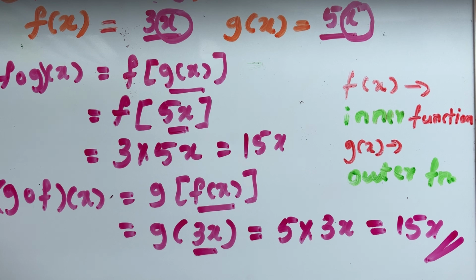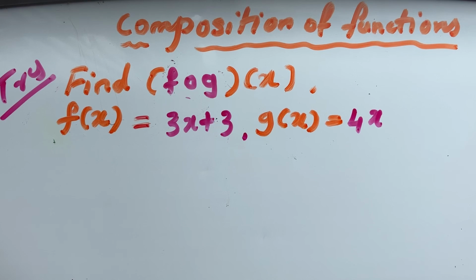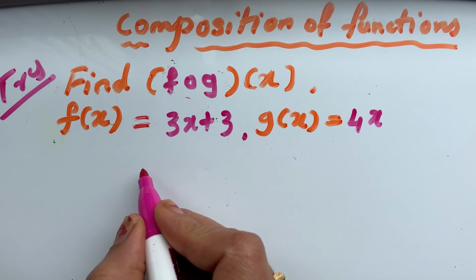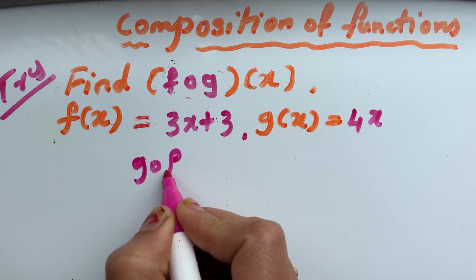F composition g of x and g composition f of x need not be the same always. Try this one: find f composition g of x where f of x is 3x plus 3 and g of x is 4x. Find both f composition g of x and g composition f of x.